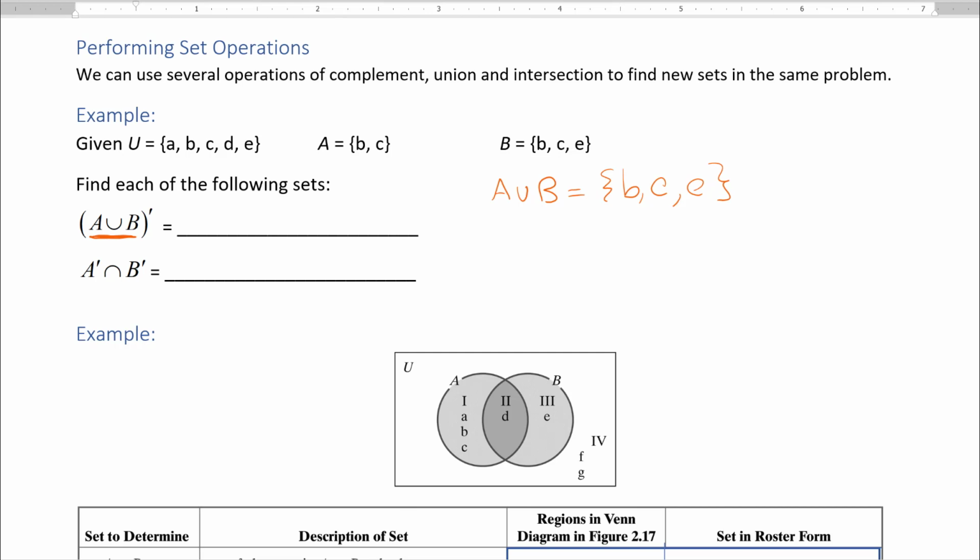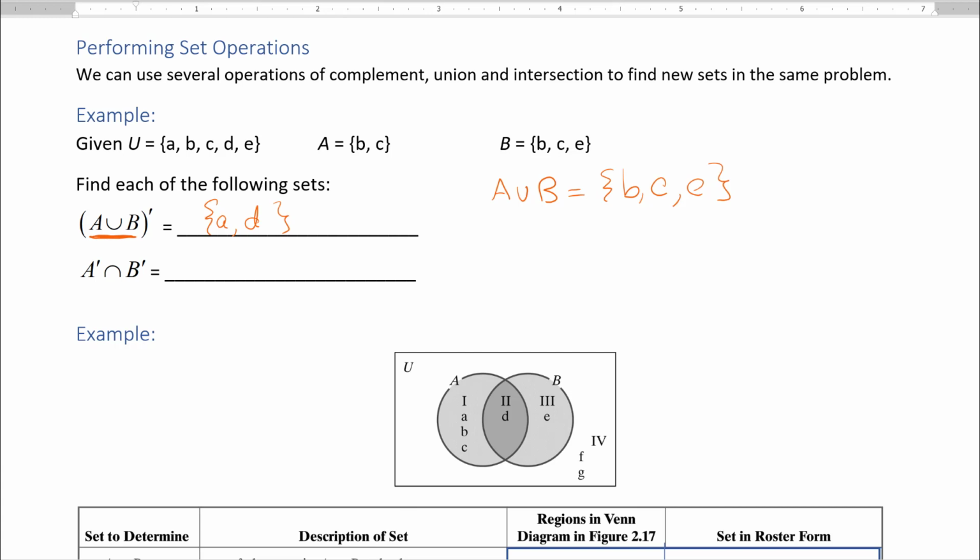Now, if I take that answer and I'm trying to do the complement, it would be anything that doesn't belong in A union B, but also has to be within the universal set. So what belongs in the universal set but doesn't belong in A union B? Well, A isn't in A union B, B is, C is, D is not, but E is. So the complement would just be everything that's not in A union B. So that's how you would put together more than one set.